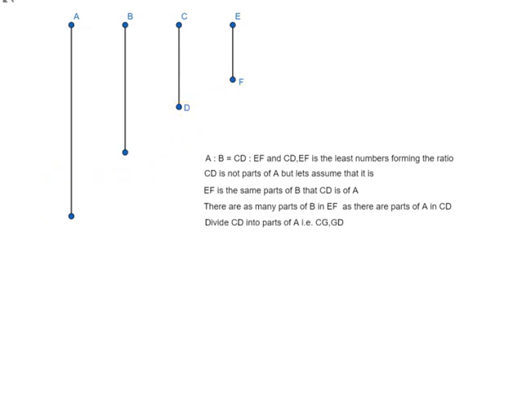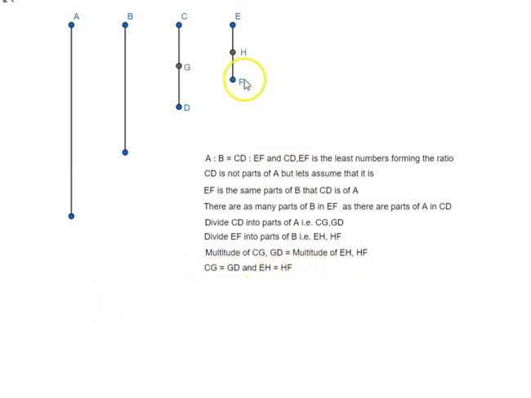Now let's divide CD into parts of A, that is CG and GD. Similarly, let's divide EF into parts of B, EH and HF. Now, the number of such parts would be equal. So multitude of CG and GD is equal to multitude of EH and HF. And CG equal to GD and EH equal to HF. So that means we can write it in proportion saying CG is to EH is equal to GD is to HF.